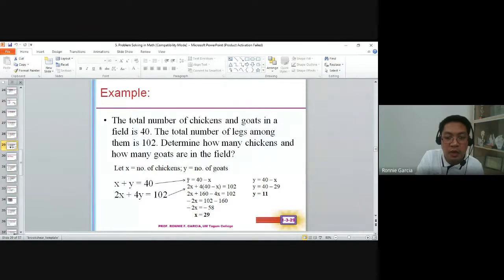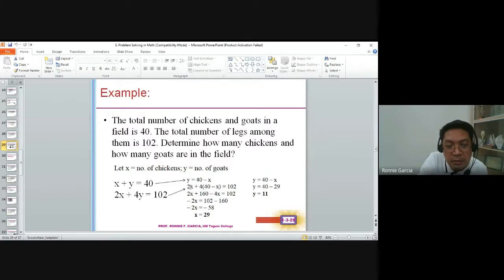Now, this value of y, which is equal to 40 minus x, muna atong gamiton karon para pulihan tong y diri sa second equation nga 2x plus 4y equals 102. So kaning y diri, ilista nato og 40 minus x kay y is just equal to 40 minus x. So ang second equation will become 2x, just copy, plus 4. Ang y karon ang i-replace og 40 minus x, then equals 102.